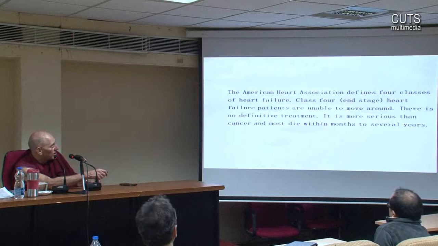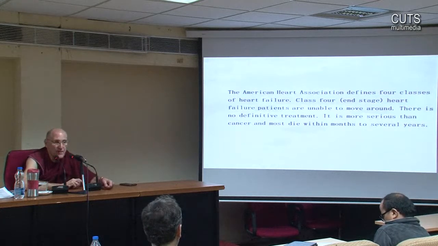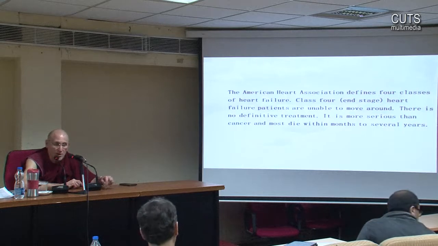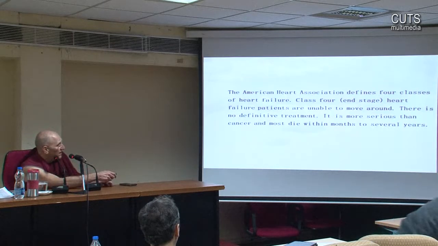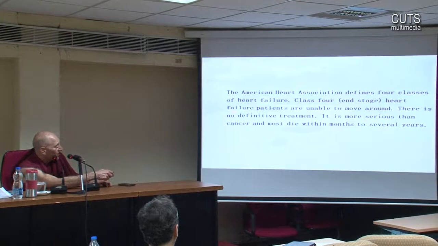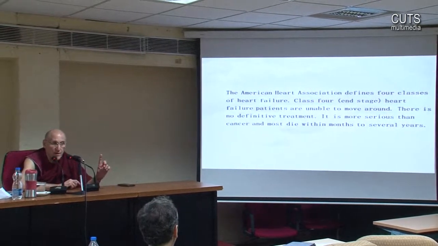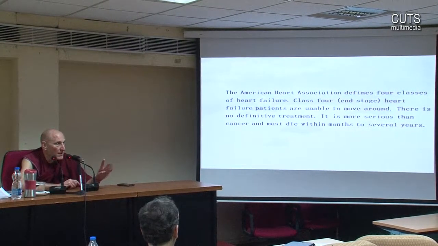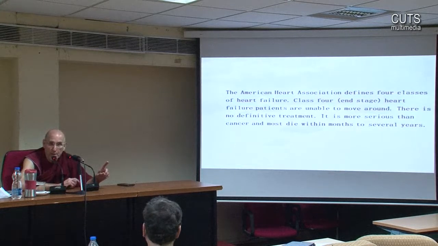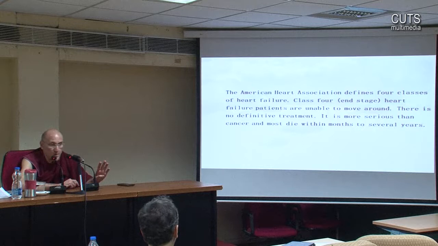So the American Heart Association, sometimes that's abbreviated as AHA, okay? American Heart Association defines 4 classes of heart failure, okay? Class 1, 2, 3, 4. Basically, class 1, people are pretty normal in terms of what they can do, okay? On the other end, class 4, we call end stage. Those people can't do much at all, okay?